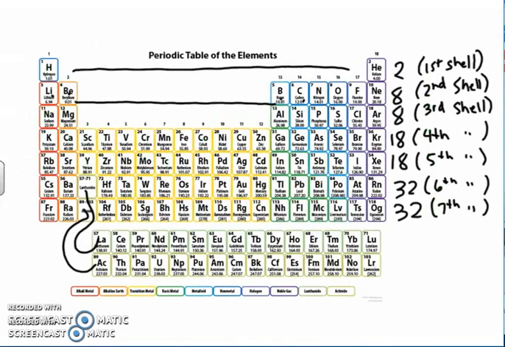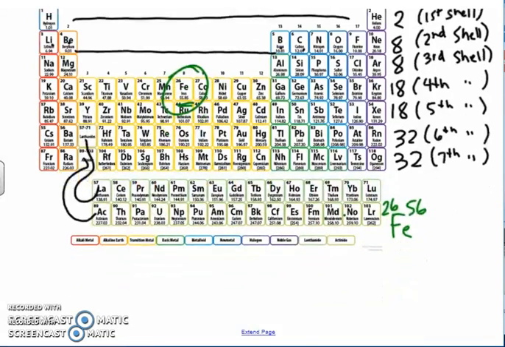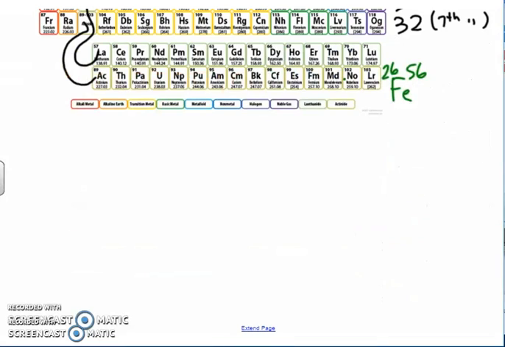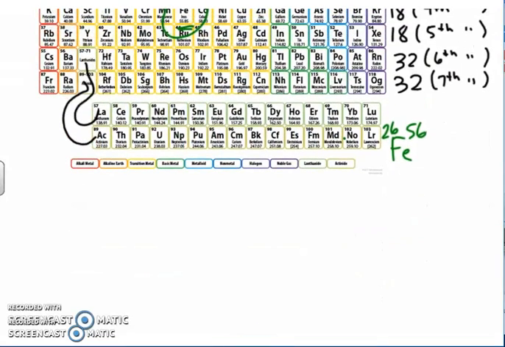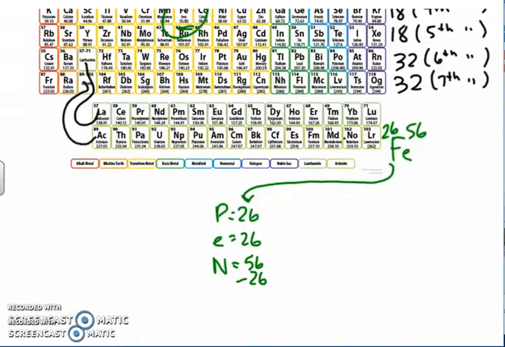Okay, so let's look at a different element here. Let's look at iron. Iron is number 26 on the periodic table, and it has an atomic mass of 55.95 and so on, so we'll round it to give the mass number. With this information, we can figure out the number of protons, which is 26 protons, and 26 electrons, because again, they have to be the exact same number. And the neutrons is going to be 56 minus 26, which is 30.